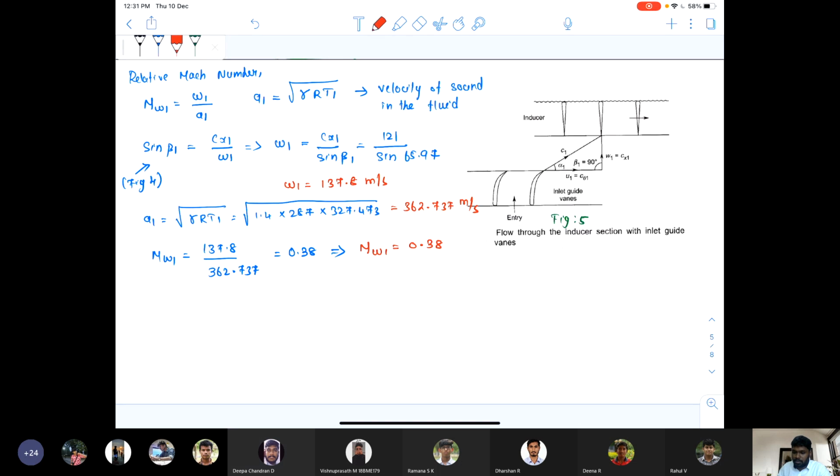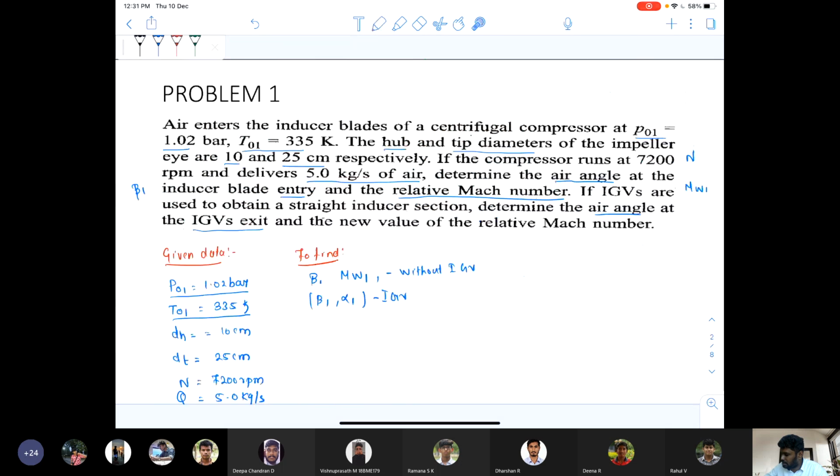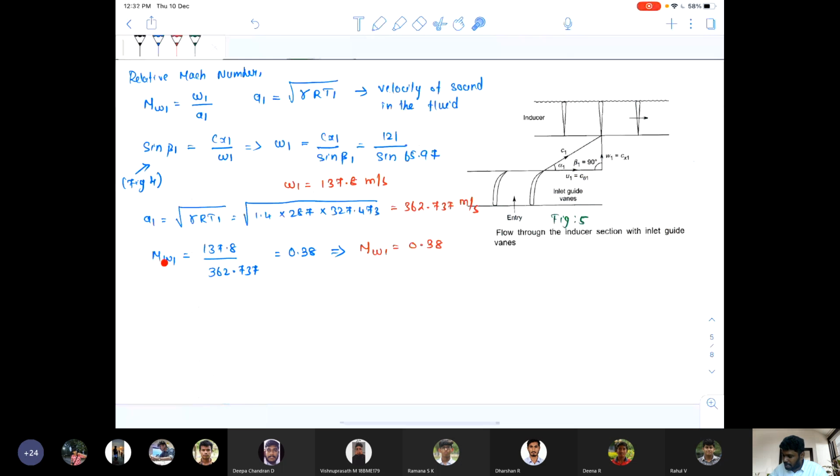Okay. Now the second subdivision is: if inlet guide vanes are used to obtain the straight inducer section, determine the air angle at the inlet guide vane exit and the new value of relative Mach number. If in this diagram there is no inlet guide vane, for that corresponding diagram we have found the value of the relative Mach number.